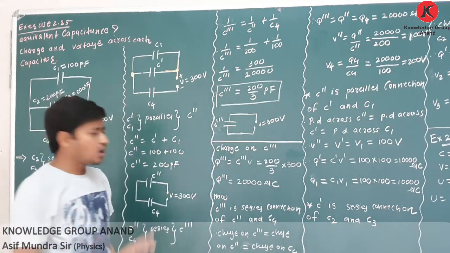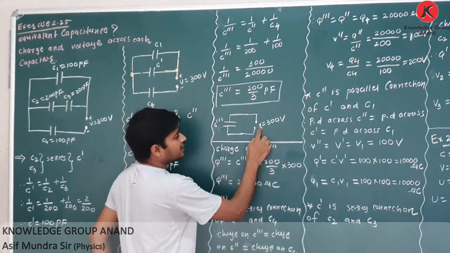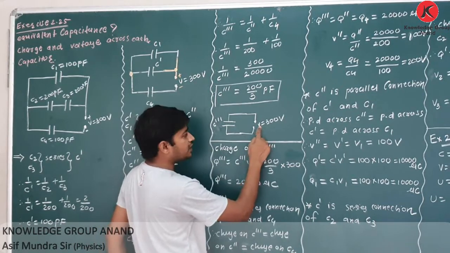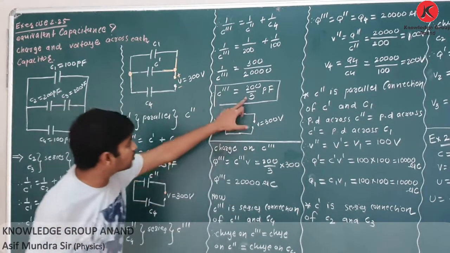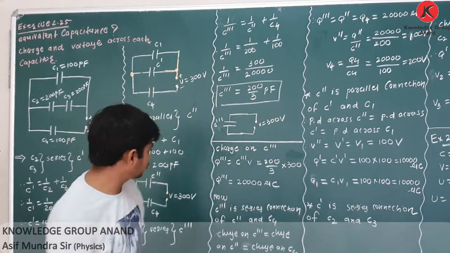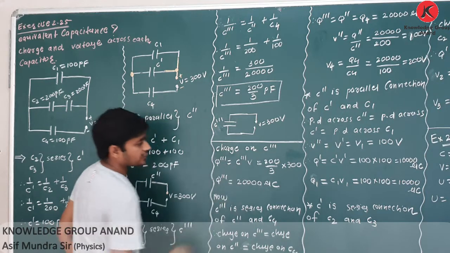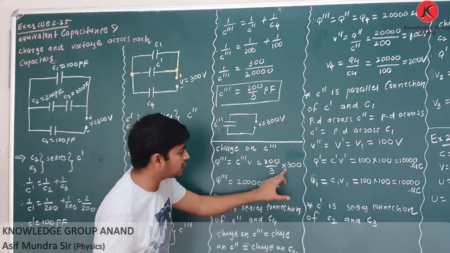How? See, C triple dash, you know its value. It is connected with a battery having voltage V equal to 300 volt. From these 2 values, C and V, what will you find? Q, to find the charge on C triple dash. Q triple dash is equal to C triple dash into V, 200 by 3 into 300.